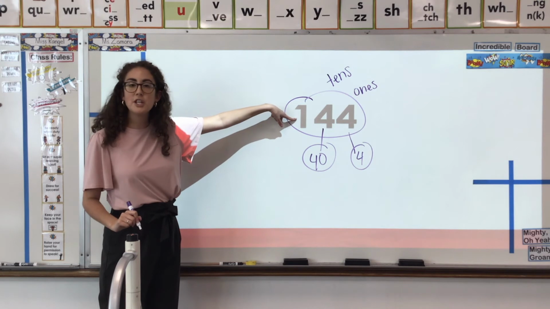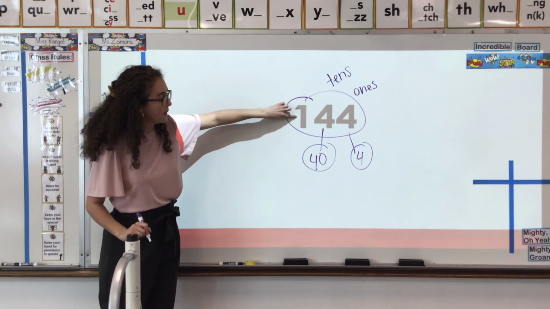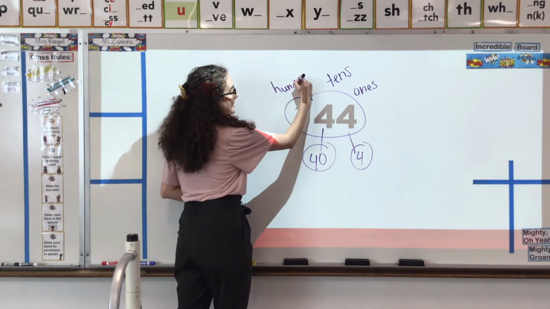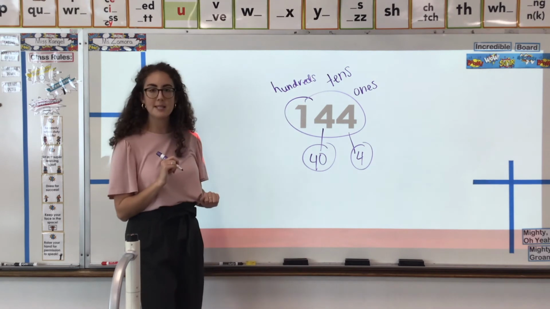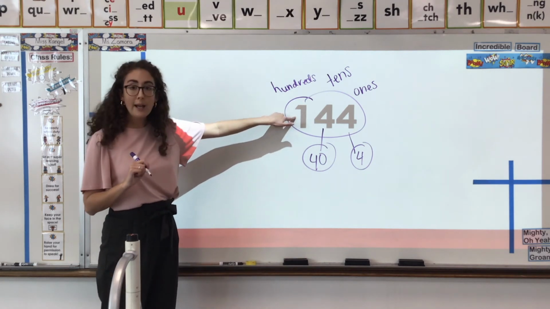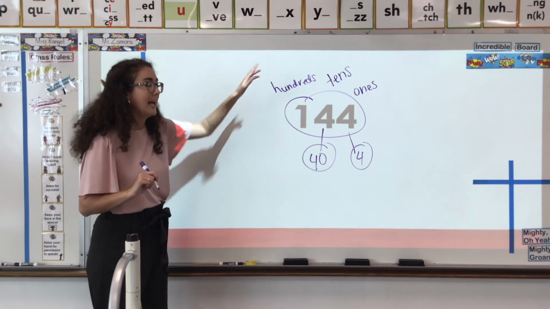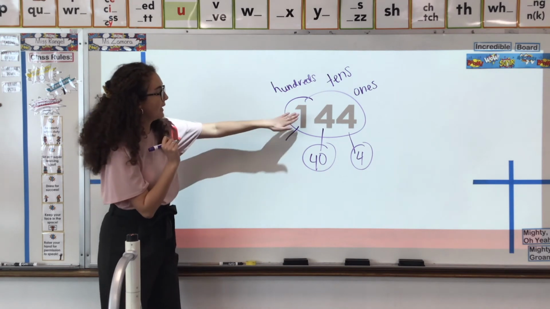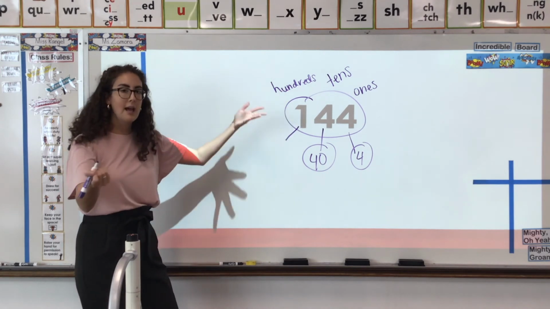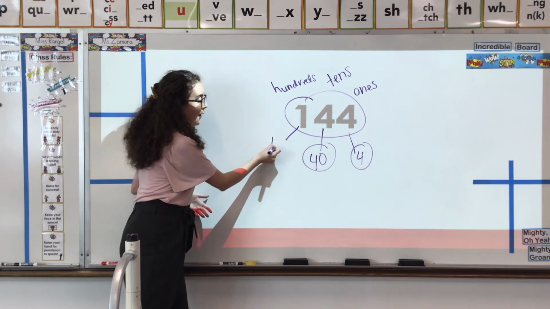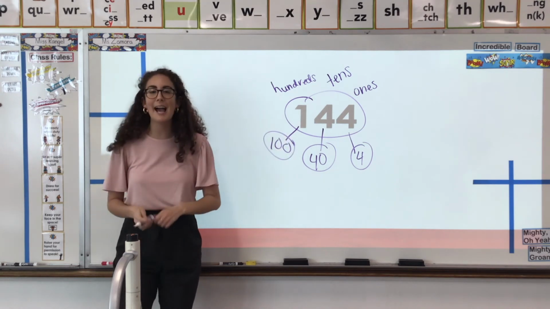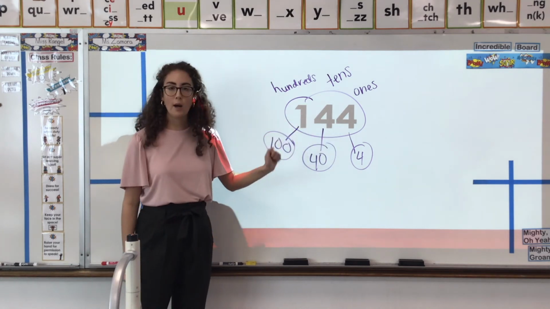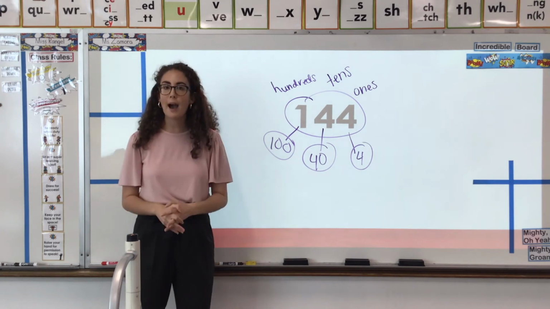This 1, the digit 1, is in what place? What place is this? The hundreds place, exactly. The biggest one, hundreds place. So if the digit 1 is in the hundreds place, its value is what? We have 100, and that is worth 100. Exactly. There you go. So we have drawn the number 144 using a number bond to show the value of each digit.